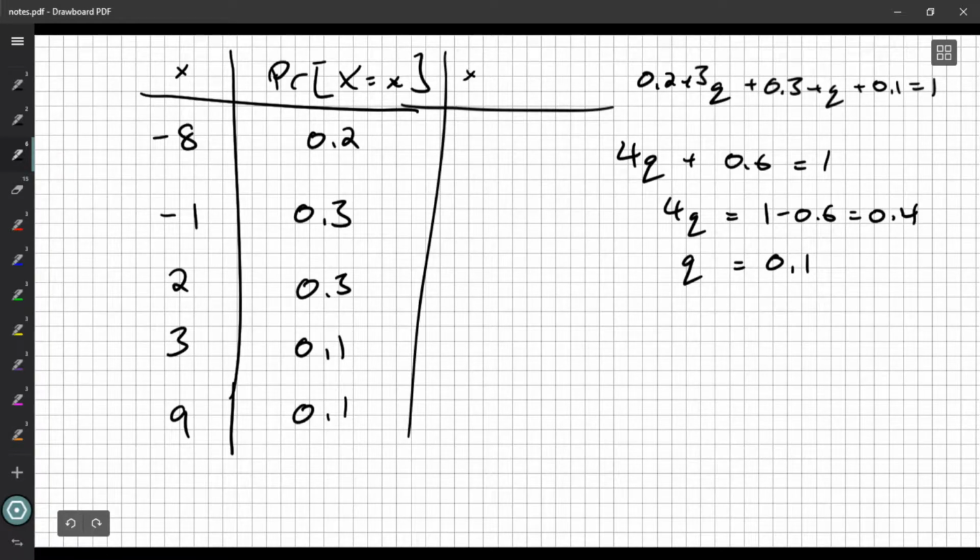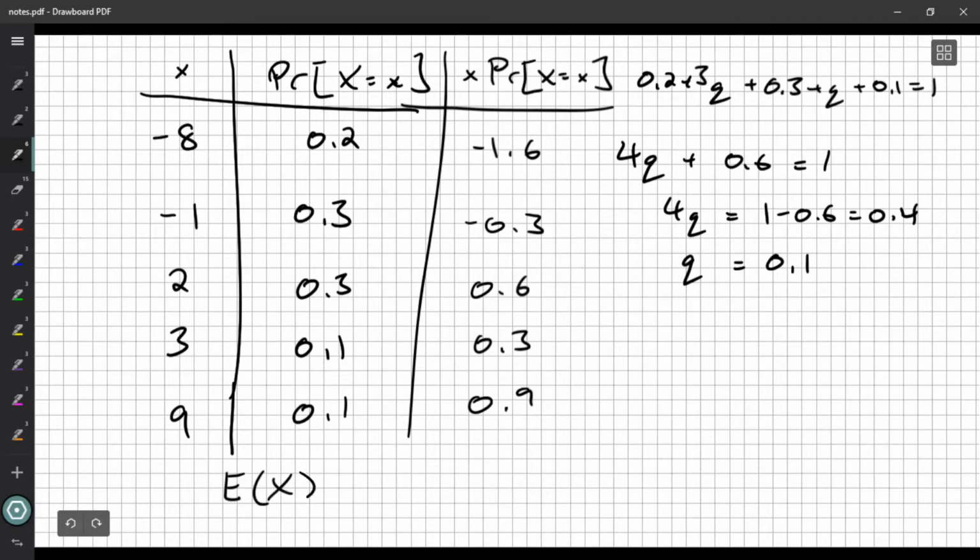And this column just gives us the product of little x, a possible value of our capital X random variable, times the probability that capital X actually is that value. So -8 times 0.2, negative 1.6. Negative 1 times 0.3, negative 0.3, 0.6, 0.3, and 0.9. And the expected value of x is just the sum of these.